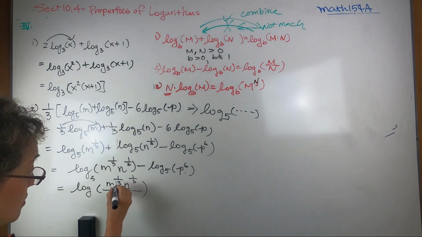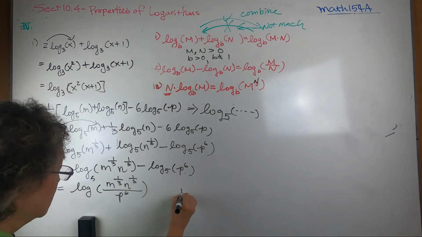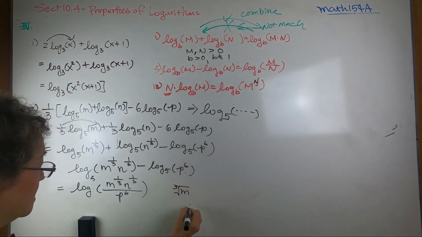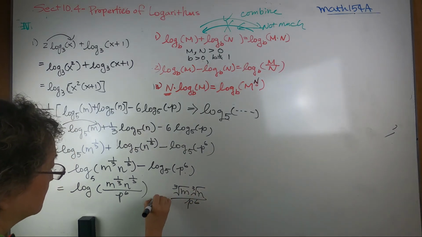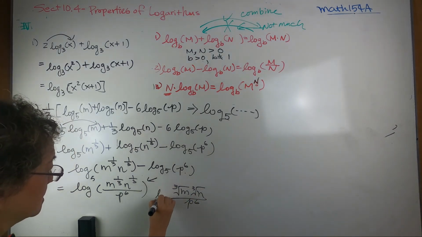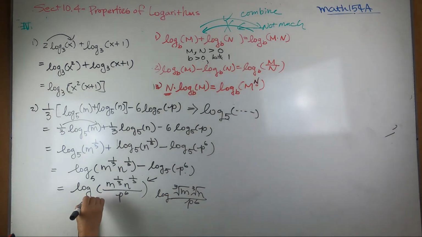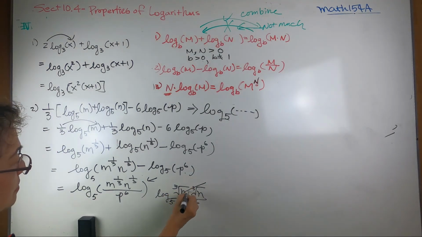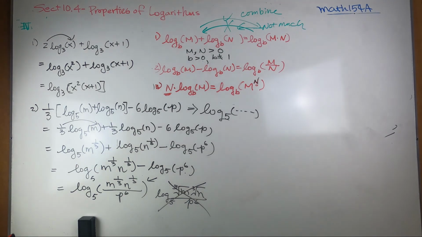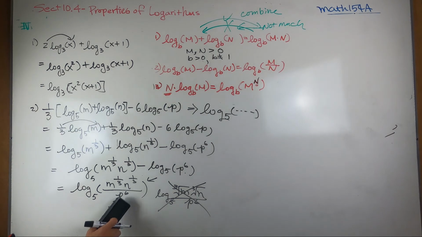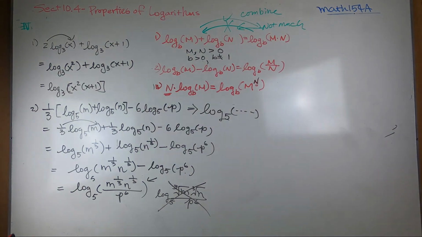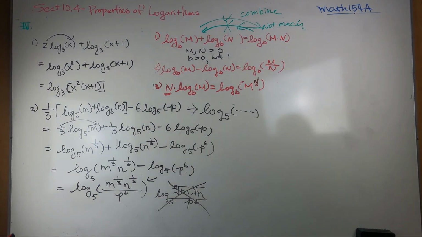You don't want, we say m is what? m to the 1/3 is a cube root, right? n is a cube root. Then you divide it by p to the 6th. Then it's the same thing as this one, log base 5. But the computer doesn't like that. For the test, you can write either way, but for the computer, they want you to write it that way. Okay?